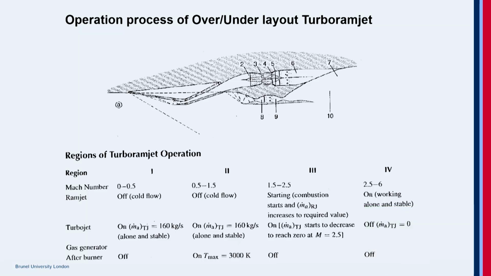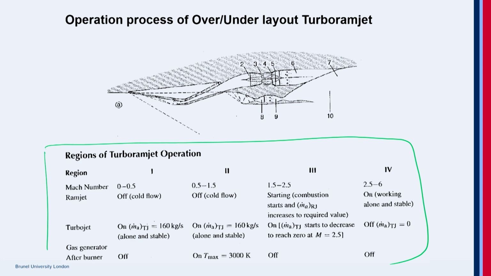Here is the over-under layout configuration. The operation regime is the same as before, but here the principle is that the turbojet engine goes deep into the fuselage of the vehicle, and the ramjet is still on the undersurface of the vehicle. The over-under layout configuration will make the engine much bulkier compared to the wraparound ones.